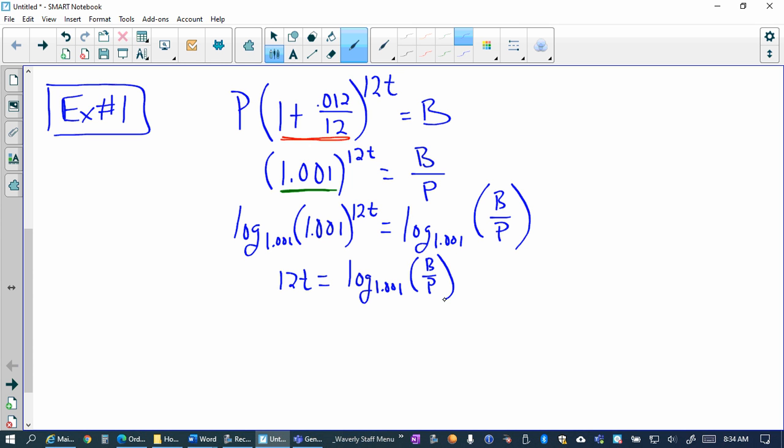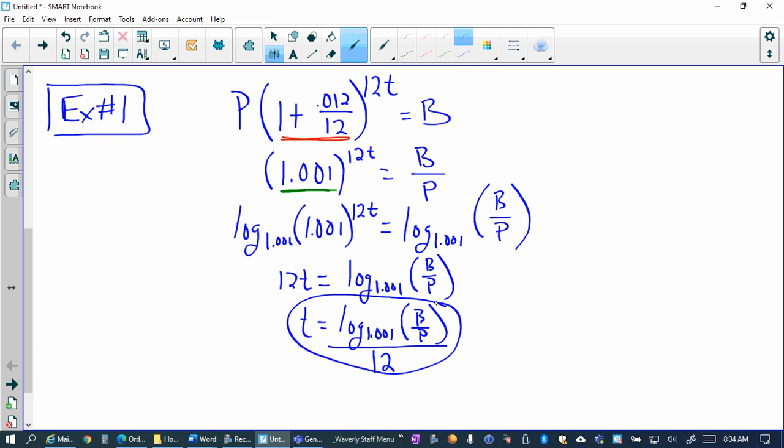And then, of course, we just divide both sides by 12. So we end up with t equals log base 1.001 of b over p, and that whole thing over 12. They didn't want us to evaluate any log. Well, we don't have a number inside the parentheses to do that, but that would be the general form. I think in the next example, they'll have us do it differently.